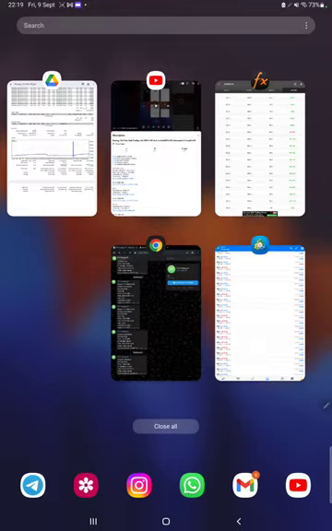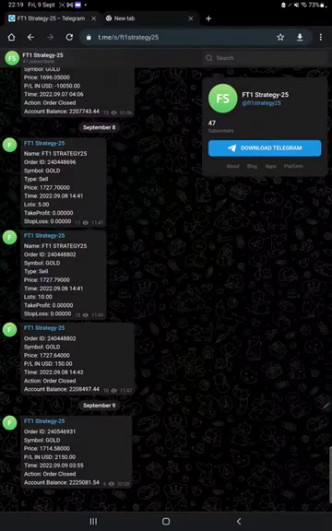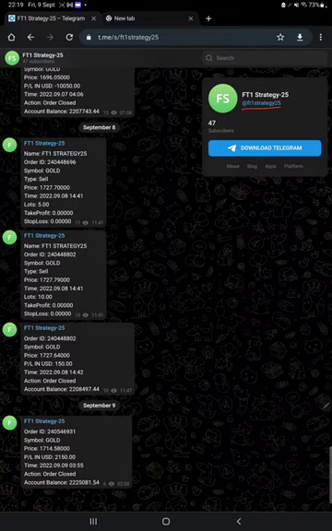After then we have MT4 to Telegram. So by following the FT1 strategy 25 channel, you can stay updated for each trade we have taken, how much lot size we have traded, and also how much profit we have booked.